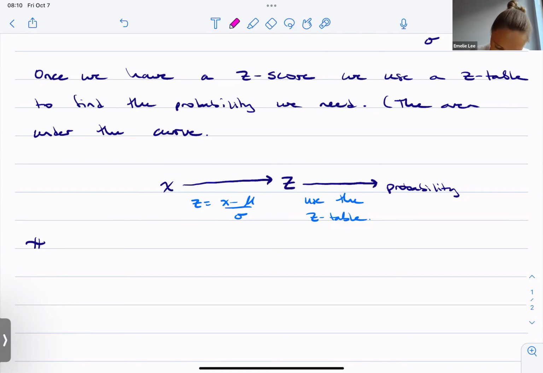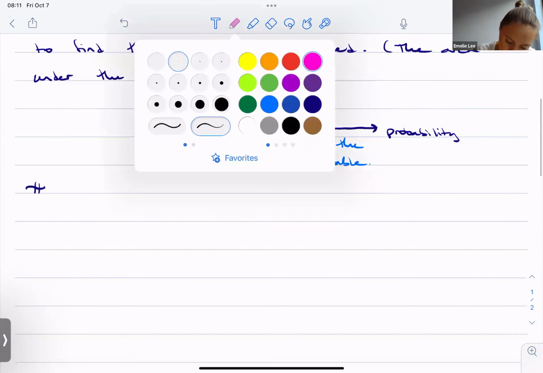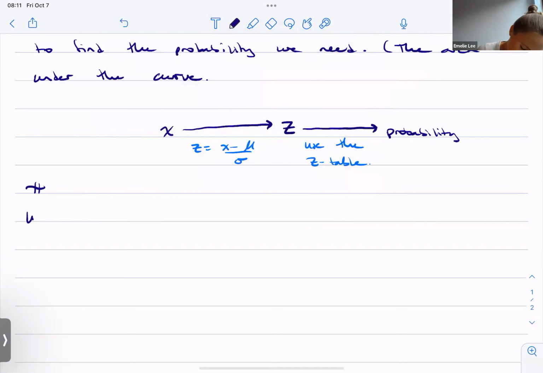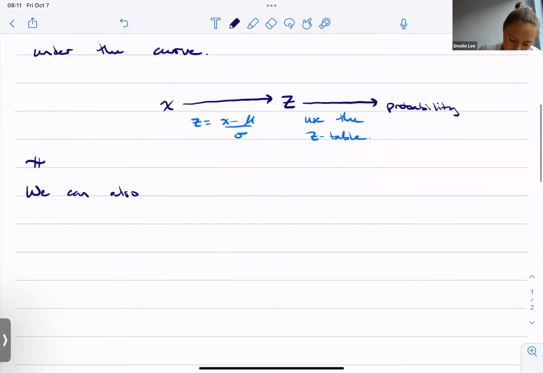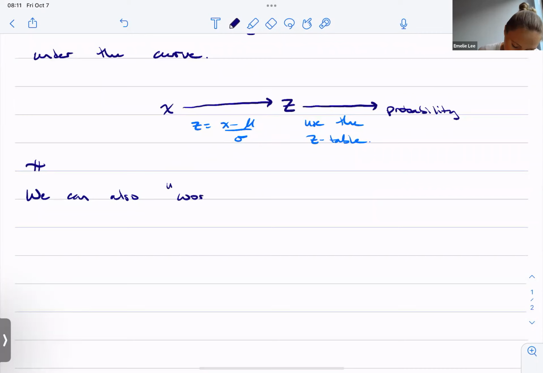So from a probability, or maybe here, we can also, I think of it as working backwards, only because this is the way that I introduce it first. And so here, we can also work backwards.